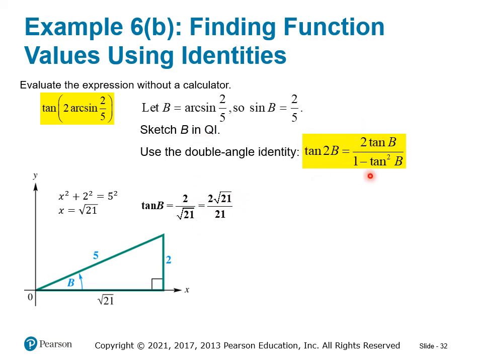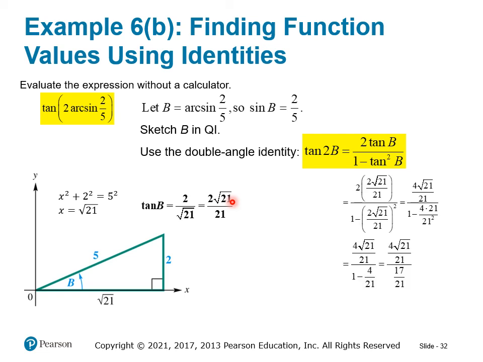And then we use the double angle identity. The tangent of 2B equals 2 tangent B over 1 minus tangent squared B. Again, noticing both of these use tangent of B, which we just figured out. So all we have to do is plug these values in and then keep simplifying. Okay, I'm not going to go through this complex fraction simplification. You should be able to do that by now.